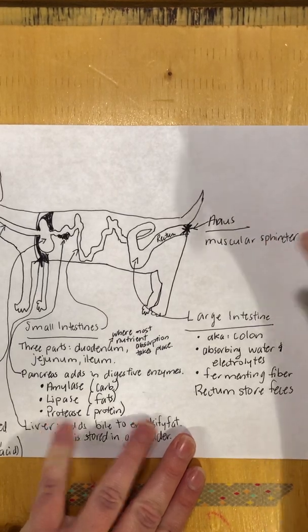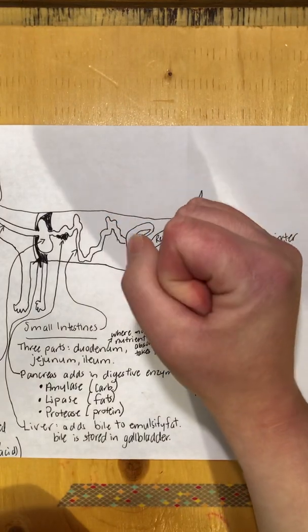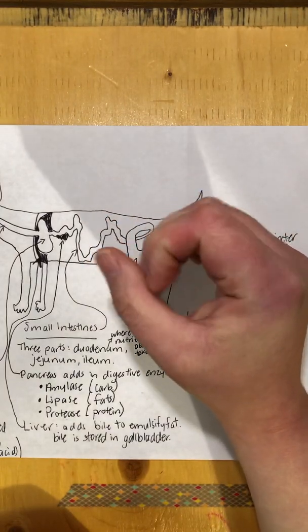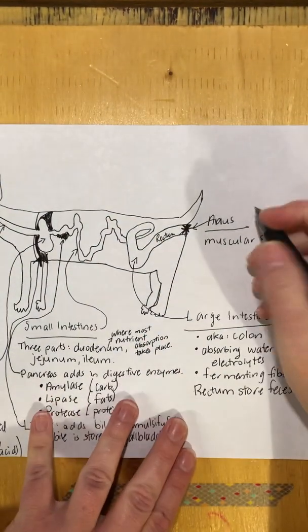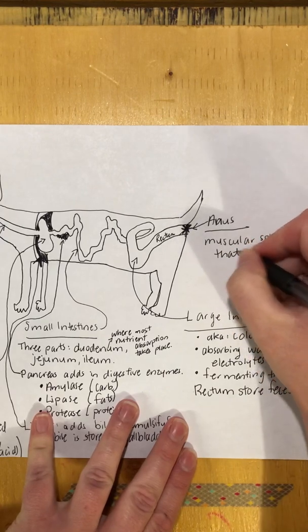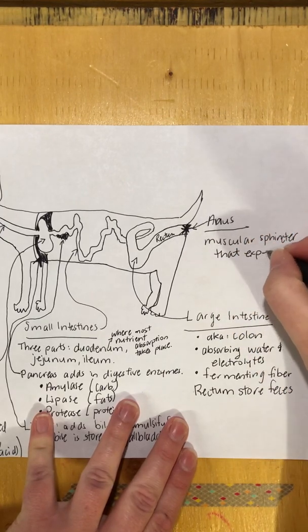A sphincter is just like a circular muscle that can contract or open, okay? So that's a sphincter. And it's responsible for expelling feces.